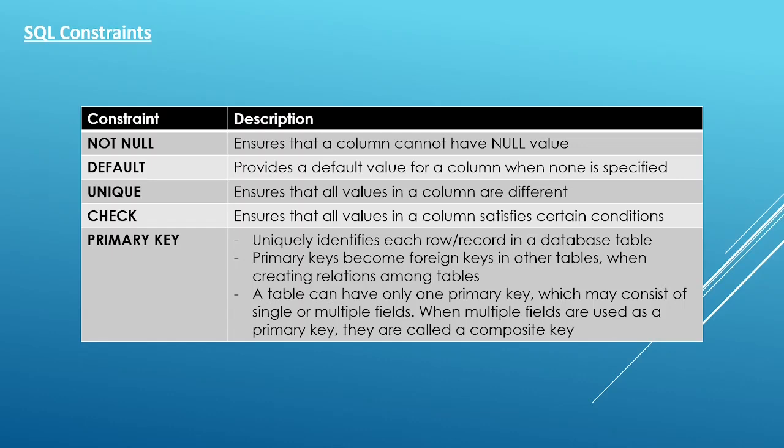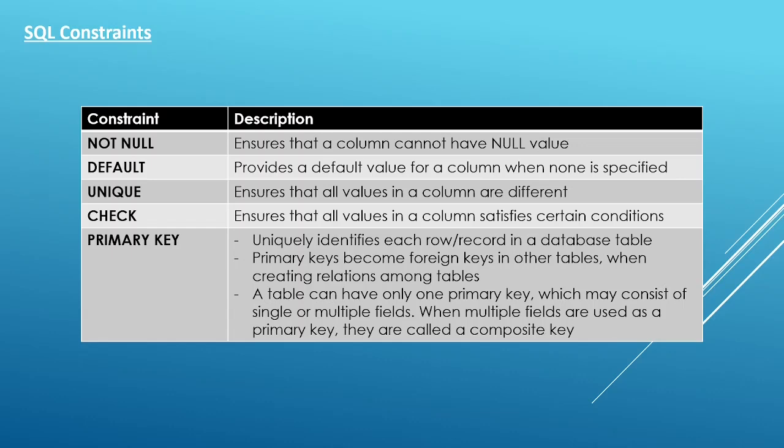Finally, primary key. Primary key is a very important concept. Now there are three things about primary key. First, what is primary key? A primary key is nothing but a unique identifier for each row or record in a table. It could be a serial number or anything else. So the essential condition for a primary key would be it has to be unique, it has to be not null.